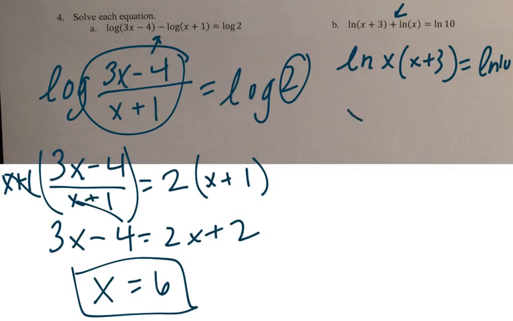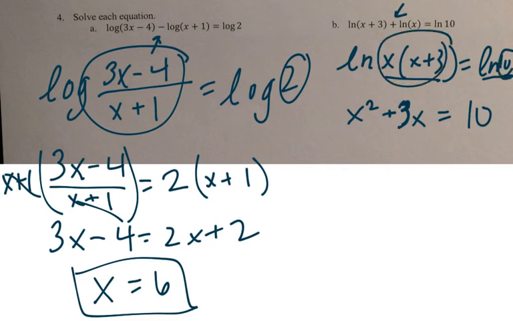Right now, I'm going to have that x squared plus 3x is equal to 10 because they have the same base. So those two expressions must be equal to one another. I just distributed out the x. That's where I got x squared plus 3x equals 10. Now I'm going to solve this by subtracting 10 from both sides.